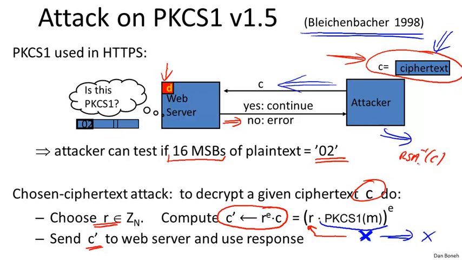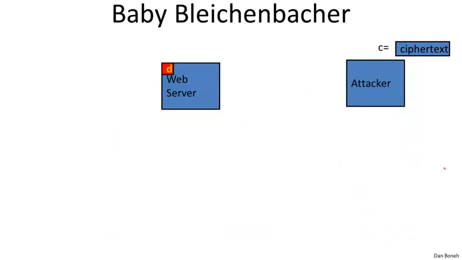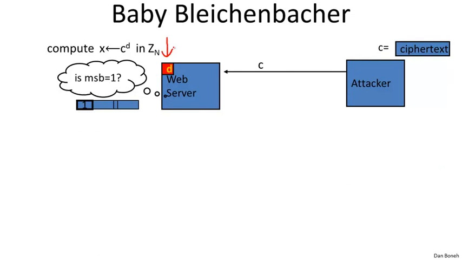So this might seem a little magical to you. How are you able to, just from learning whether the most significant bits are 02 or not, recover the entire plaintext? So let me show you a simple example of this. I'll call this baby Bleichenbacher just to get the idea across for how this attack might work. So imagine that the attacker is able to send the ciphertext C. The web server is going to use its secret key to decrypt, but let's suppose that instead of checking for a 02 or not, all the web server does is ask, is the most significant bit 1 or not?